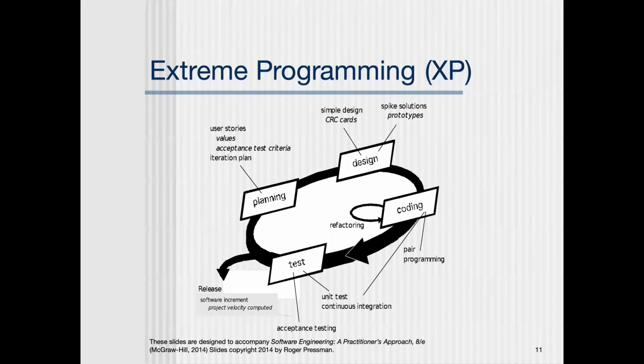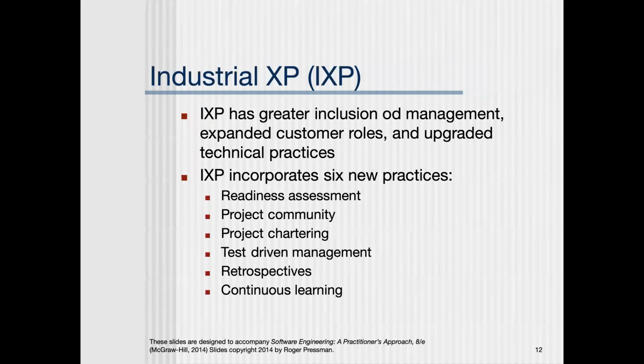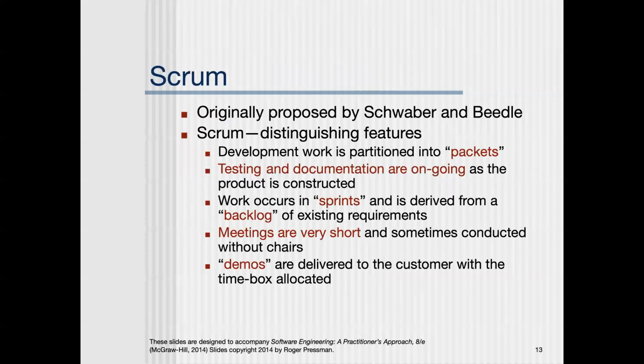We can then make projections. Okay. So there's also this idea of industrial extreme programming. So it's going to be more of a combination. It's going to be more for bigger organizational units. So it's going to include expanded customer roles, upgraded technical practices, more hands-on management in some ways. Okay, so with this, it's going to go through these 6 new practices: the readiness assessment, the project community, the project chartering, test-driven management, retrospectives, and continuous learning. Okay, and that's going to be the process that it goes through.